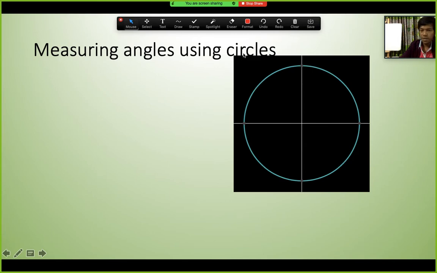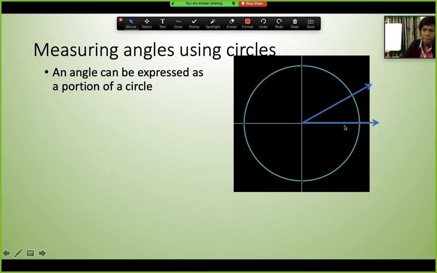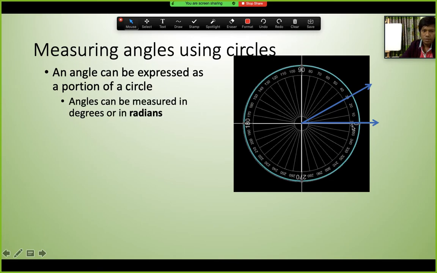Measuring angle using circles. How can we measure? So you can see in the circle, in the quadrant, we have seen that this is 90, and the total is 360 degrees. Then the whole thing we can consider as a circle. Then we can break it down into smaller and smaller pieces. The entire one revolution, the total is 360 degrees.